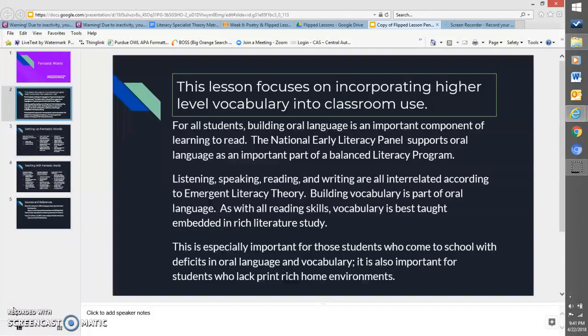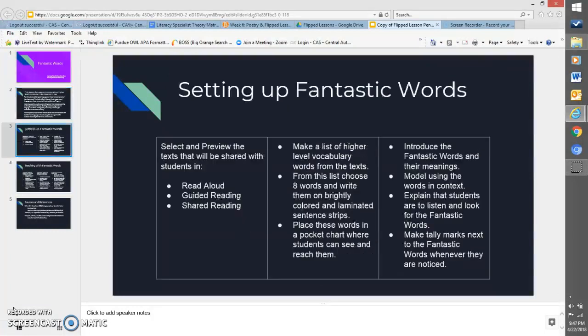Building vocabulary is part of oral language, and as with all reading skills, vocabulary is best taught embedded in a rich literature study. This is especially important for those students who come to school with deficits in oral language and vocabulary. It is also important for students who lack print-rich environments.